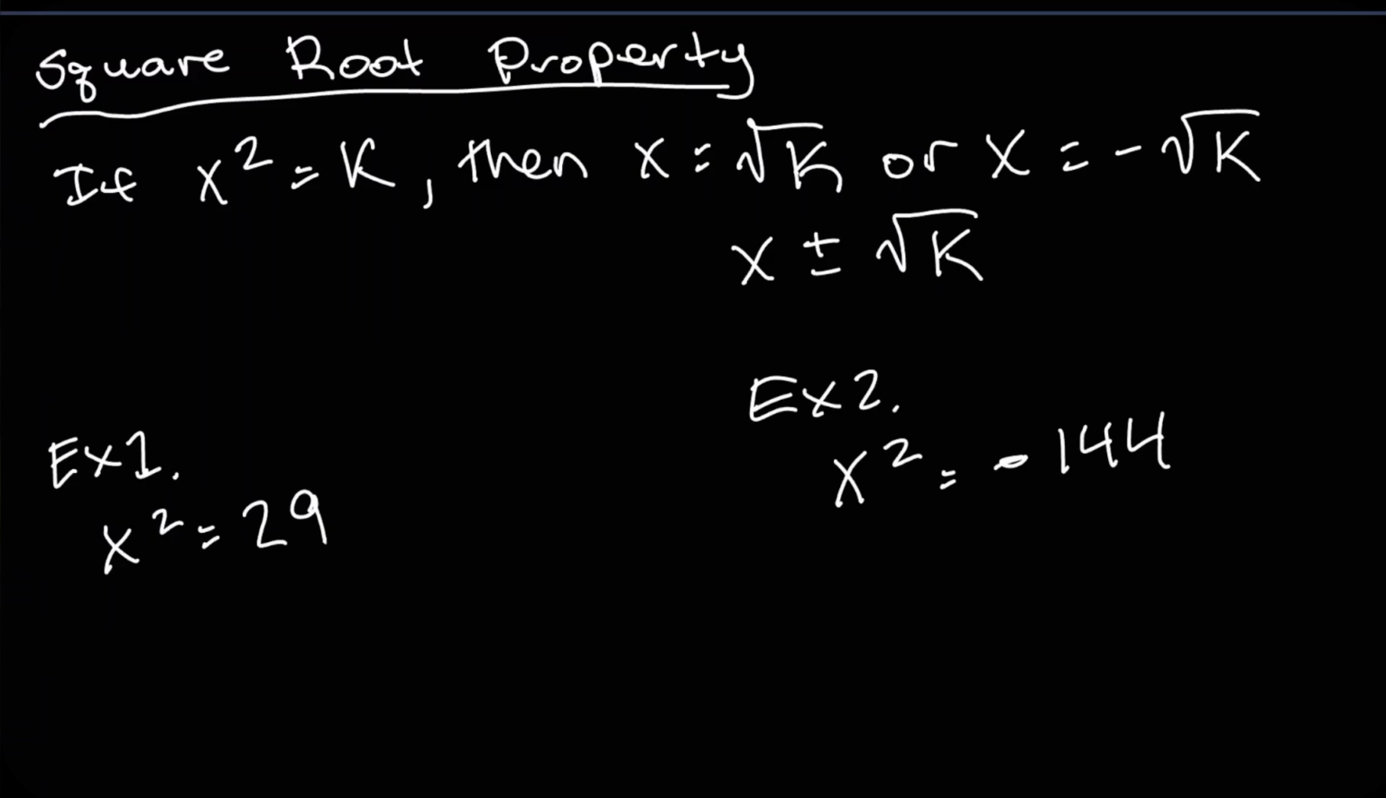If we have x squared equal to k, then x is equal to the square root of k, or x is equal to negative square root of k. And we can also write that as x equals plus or minus square root of k.